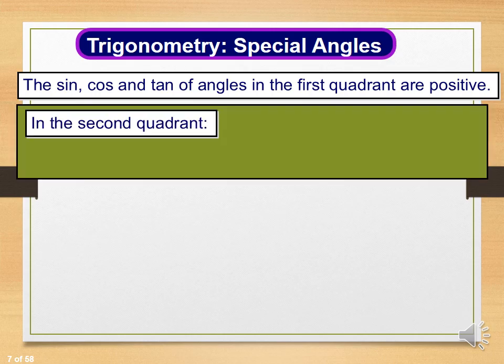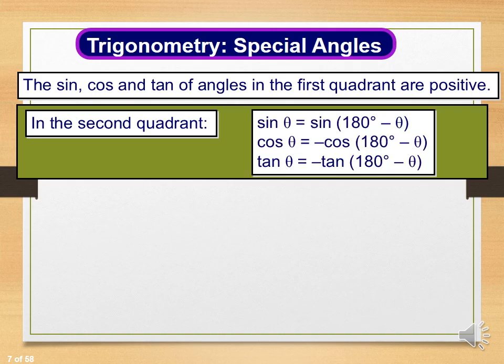In the second quadrant, for values greater than 90 and less than 180, you obtain values there by taking 180 minus the acute angle. In this quadrant, cosine and tangent are negative except for sine.